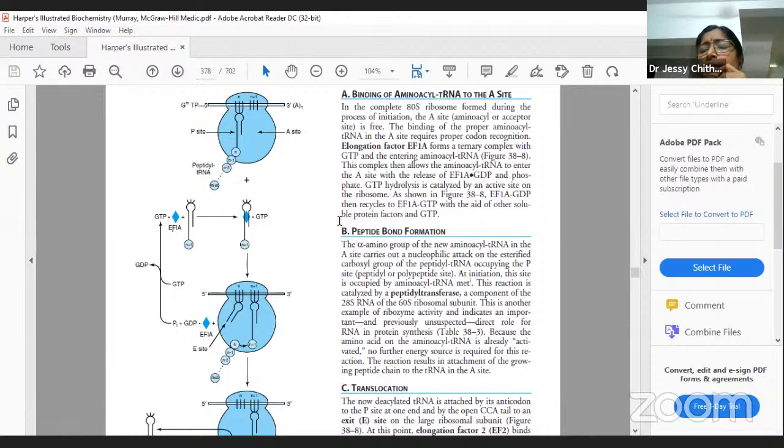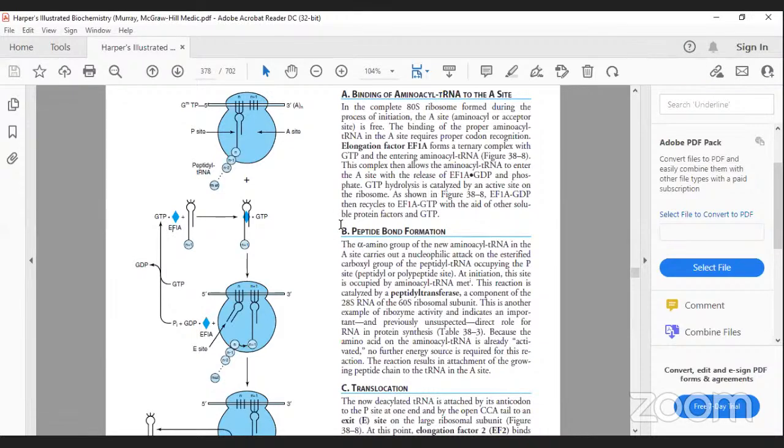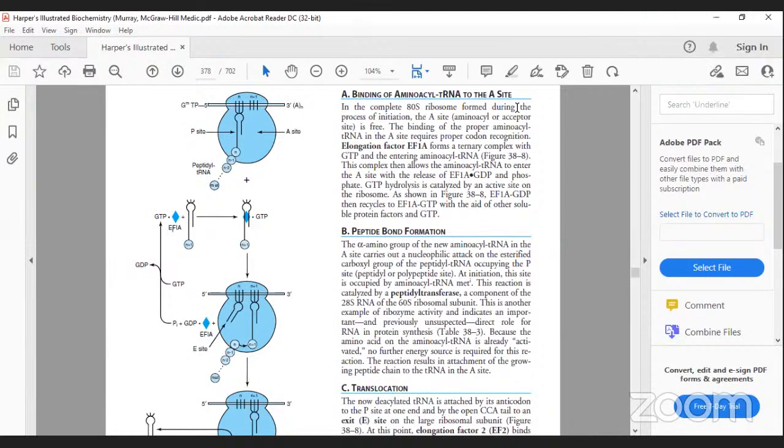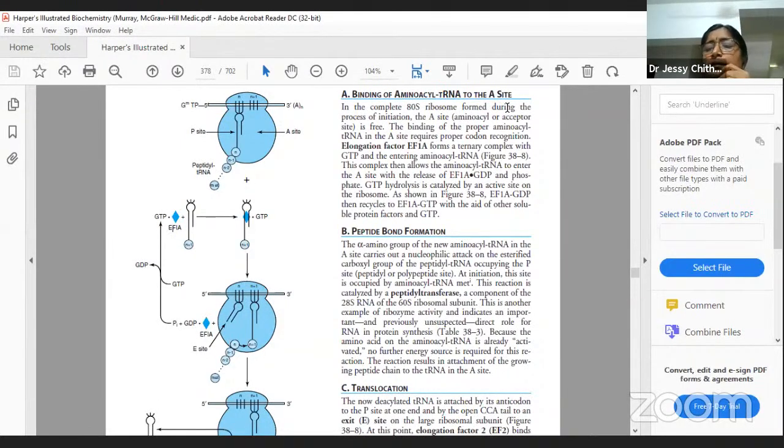Which are the 3 major steps in elongation? Yes, Parvati. Binding of amino acid tRNA, peptide bond formation, and translocation. Yes.